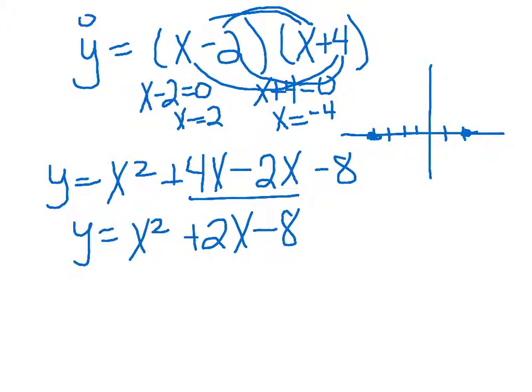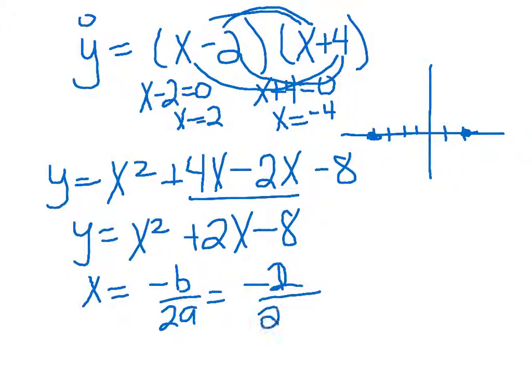And then we could say our line of symmetry is x equals negative b over 2a, which is negative 2 over 2 times 1 here. So that would be negative 1. So our line of symmetry is right here at x equals negative 1.